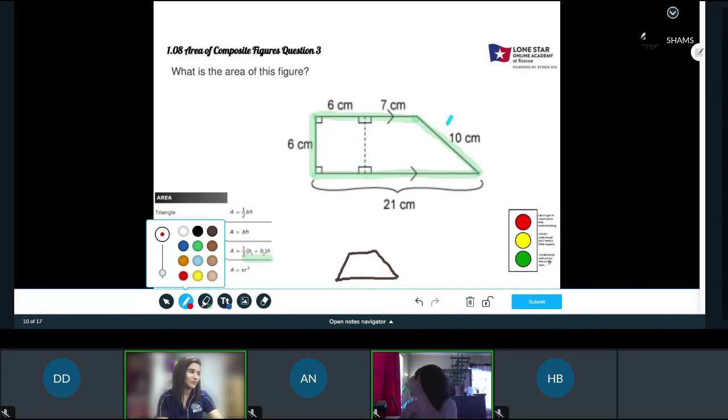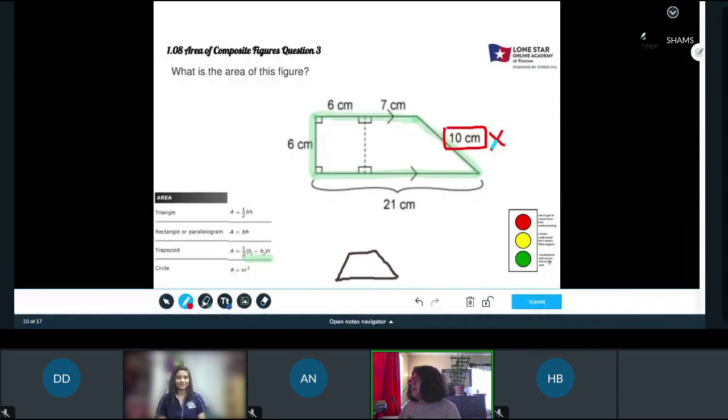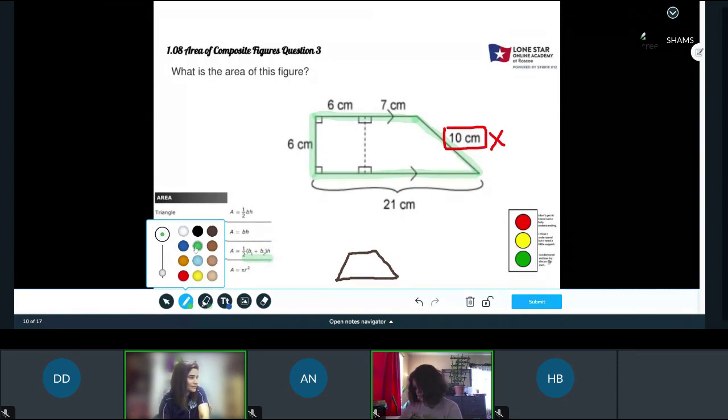Can you also tell me why you will not need 10 in calculating the area of the trapezoid? Because 10 is not the base or the height of the trapezoid. Excellent. Very good. 10 is just an extra piece of information there to confuse you. Very good, Dion and Bella. Absolutely. Then we can look at the parallel sides.